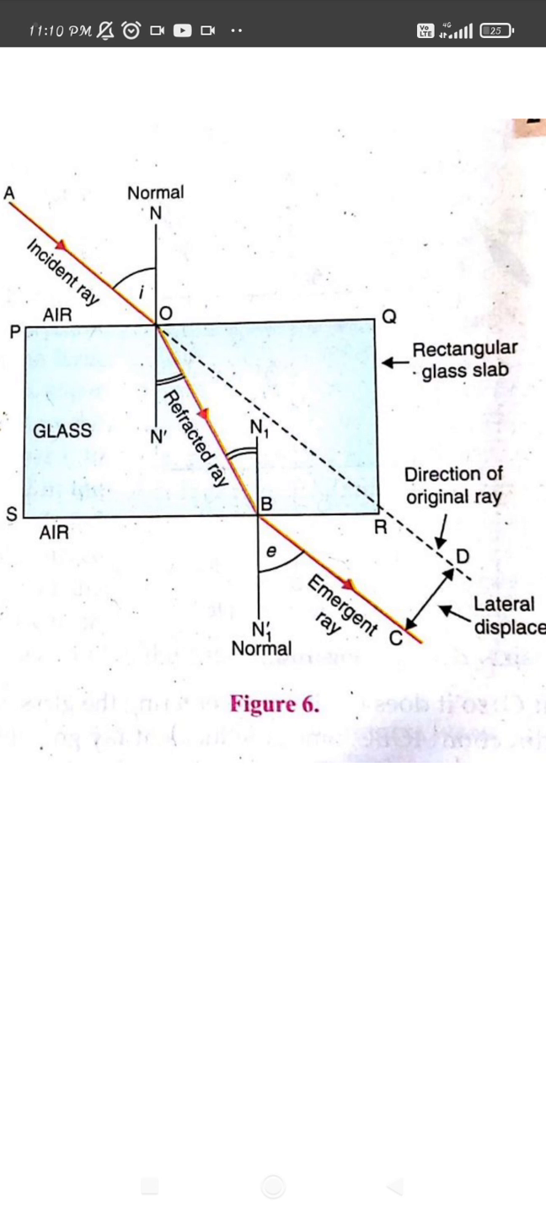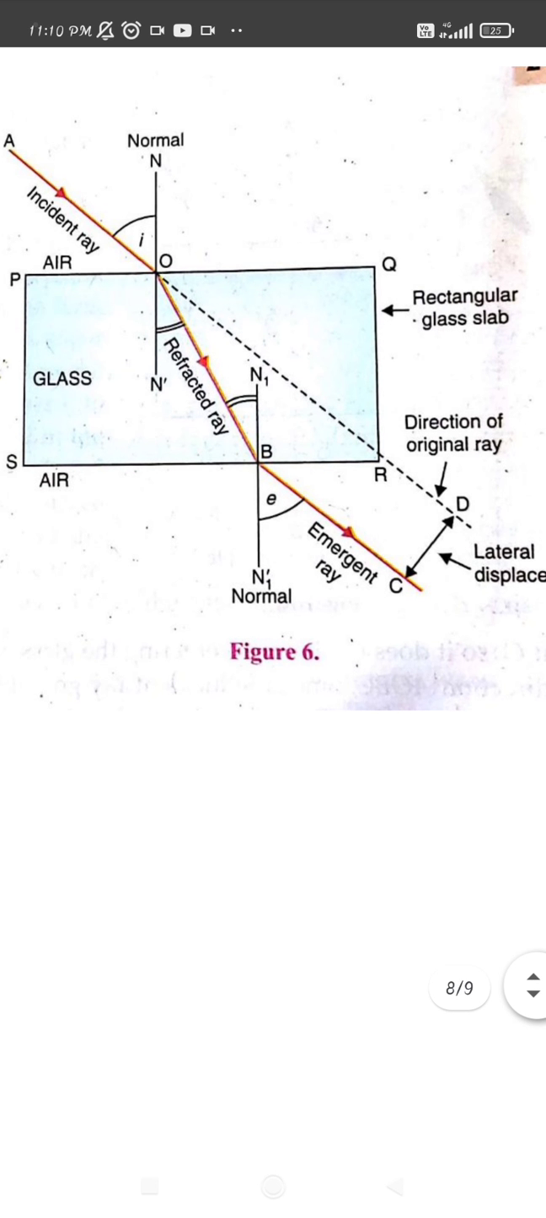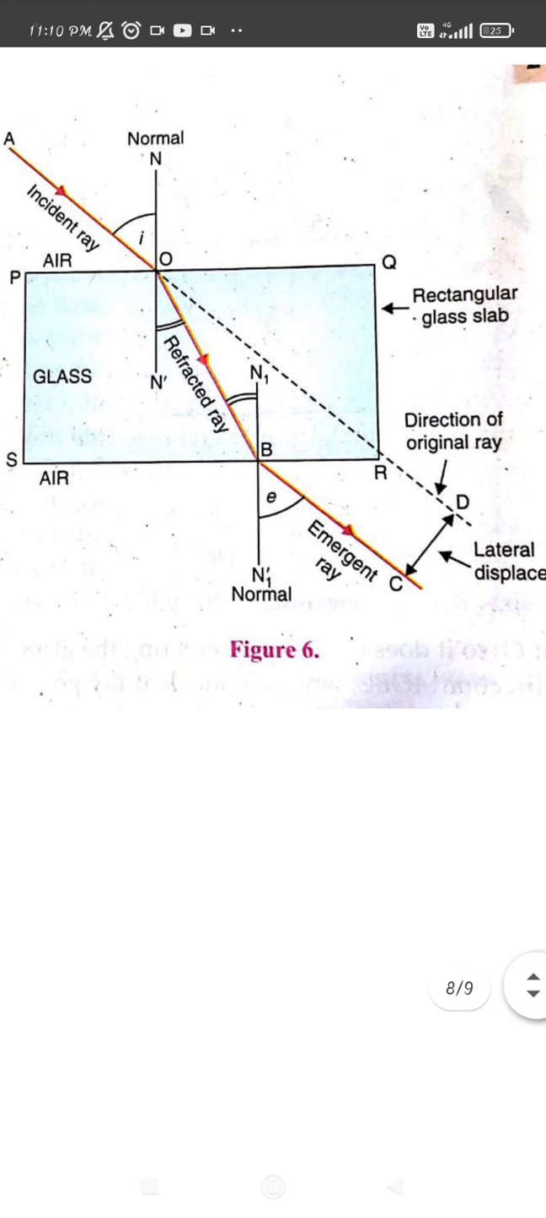And this ray coming from the glass is said to be the refracted ray, because it is moving from one medium to another. Again, this refracted ray has to come out from the surface, so the ray which is coming out from the surface is said to be the emergent ray, because it is emerging from the surface.